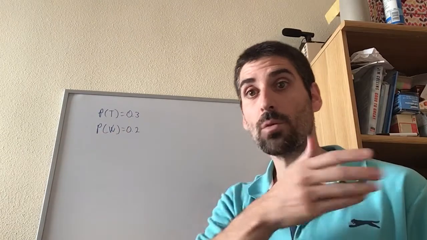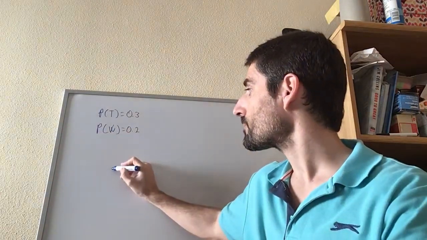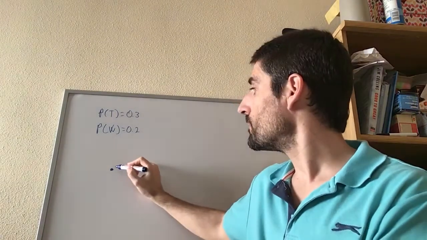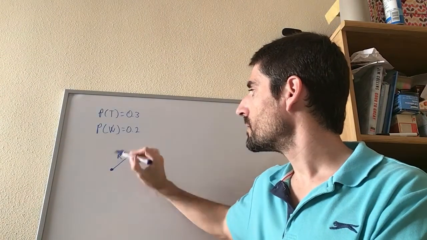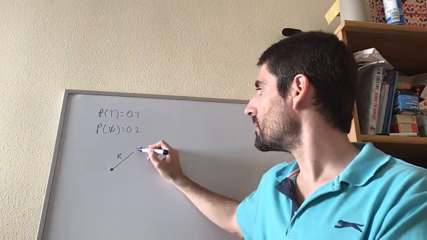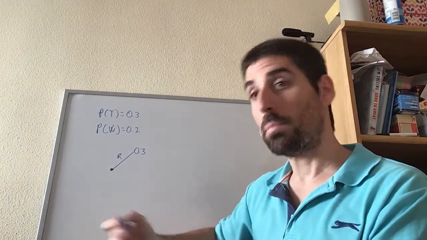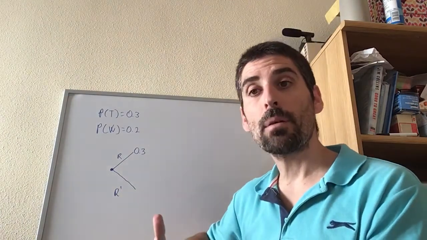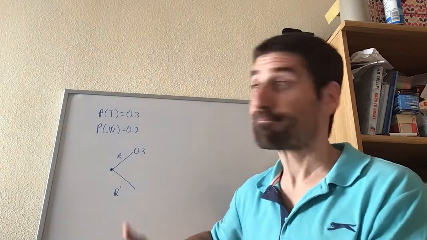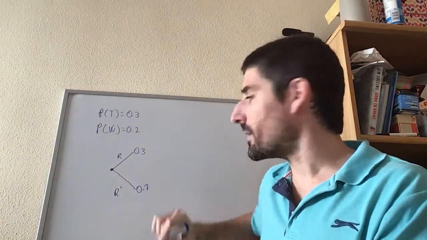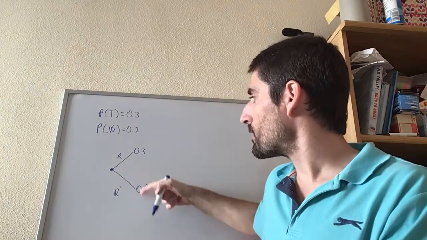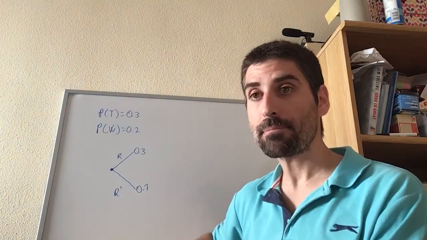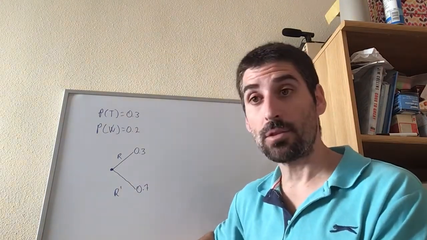And I'm going to draw them sequentially. So I'm going to start with Tuesday. That's my first event. And what can happen on Tuesday? Well, it could rain with a probability of 0.3, but it could not rain. So let's call it not rain. And what would be the probability of not rain on Tuesday? 0.7. The sum of the probabilities of all the possible outcomes of an event should be 1. That's it. I've dealt with Tuesday.